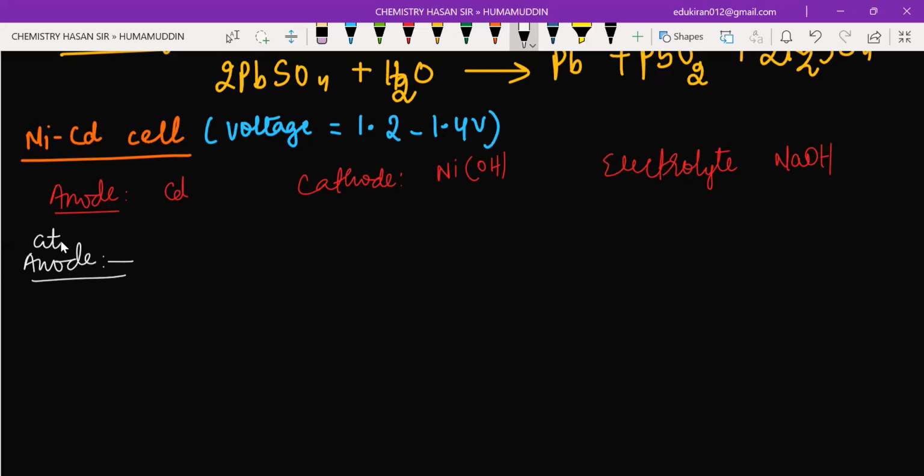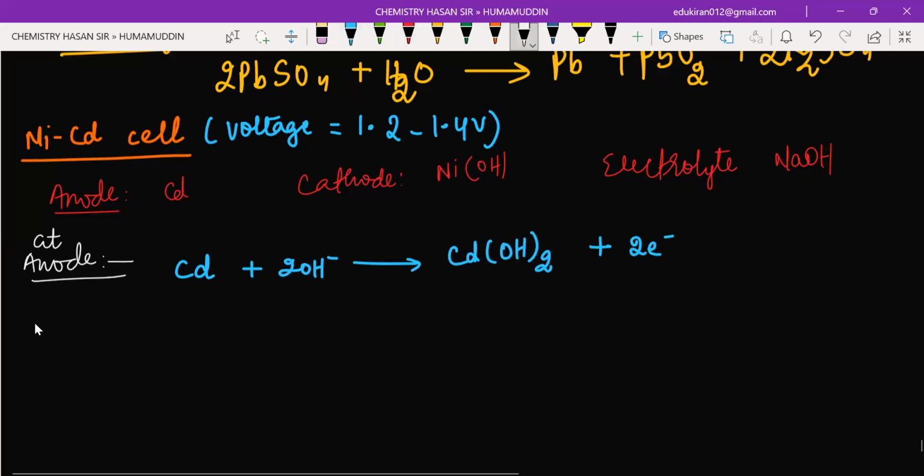Okay, at anode, you know that oxidation will take place. So at anode Cd is there and the electrolyte OH minus, so they will react with each other, and then you can see at cathode.